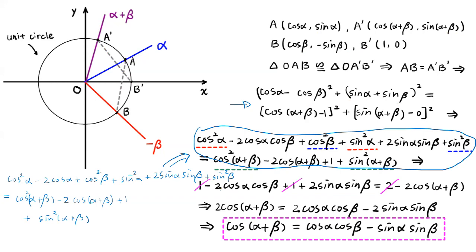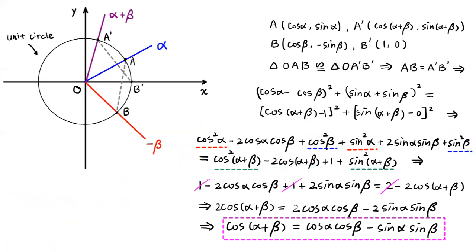So after you cancel the 1 on both sides, we have the relationship: twice of cosine alpha plus beta equals twice of cosine alpha cosine beta minus twice of sine alpha sine beta. Then we divide both sides by 2, which gives cosine alpha plus beta equals cosine alpha cosine beta minus sine alpha sine beta. Any questions?